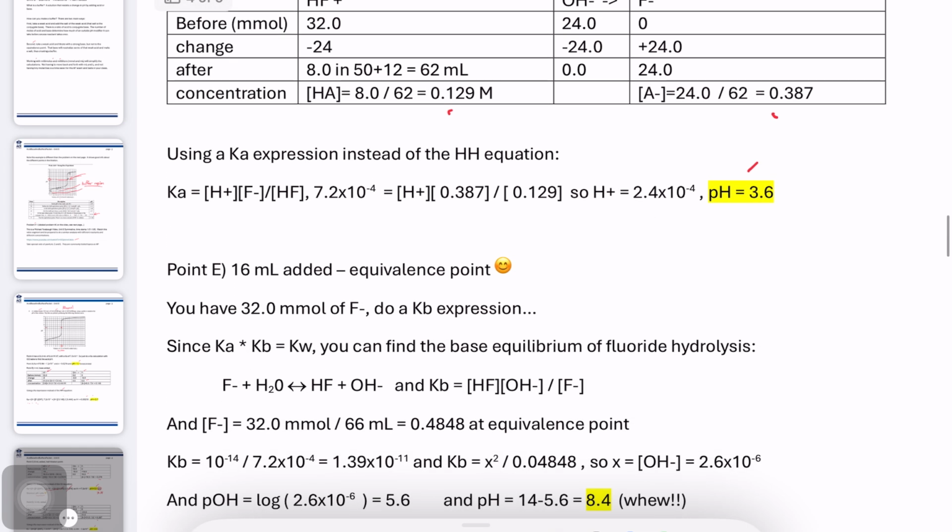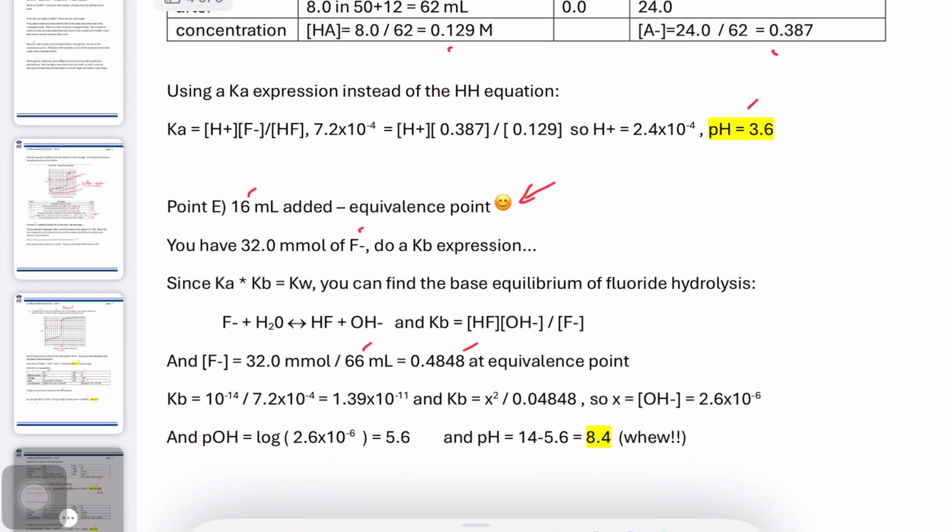And then now we have the equivalence point, and it requires a little bit more thought and effort. So the way I look at it is you've neutralized all of the HF, and now you have 32 millimoles of F minus in a new volume. So that's 66 milliliters, 16 plus 50, 32 millimoles divided by 66 is 0.4848. You've diluted it. And then Ka times Kb equals Kw.